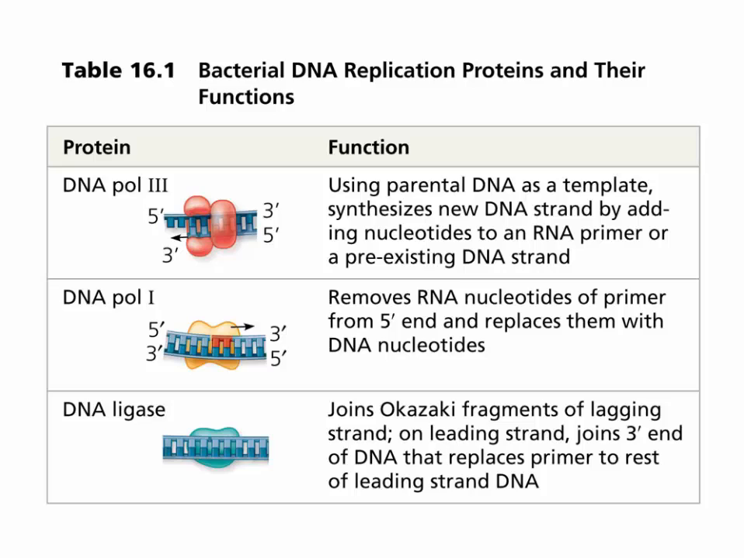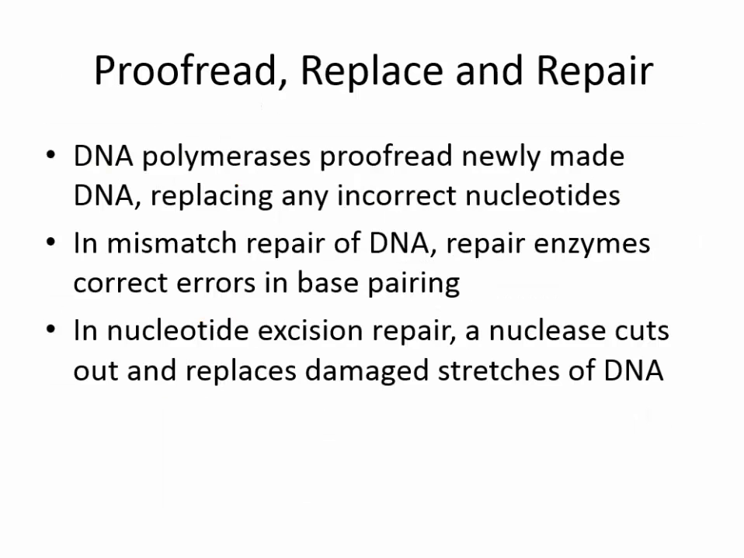Continuing on with the summary of what we just talked about, DNA polymerase 3 uses the parental DNA as a template and synthesizes new DNA by adding nucleotides to an RNA primer. DNA polymerase 1 removes RNA nucleotides of the primer from the 5' end and replaces them with DNA nucleotides. And DNA ligase joins up the Okazaki fragments of the lagging strand, and on the leading strand joins the 3' end of DNA that replaces the primer to the rest of the leading strand DNA.